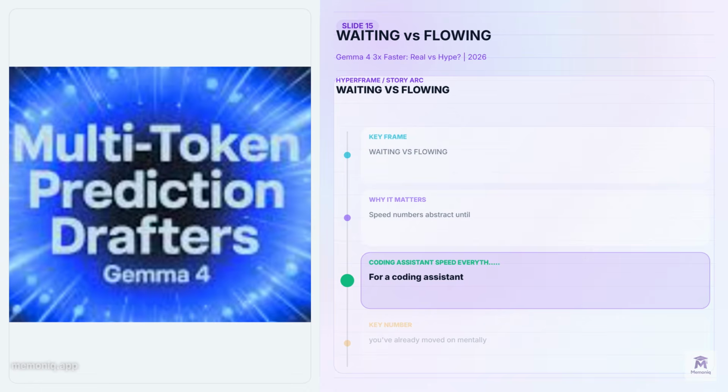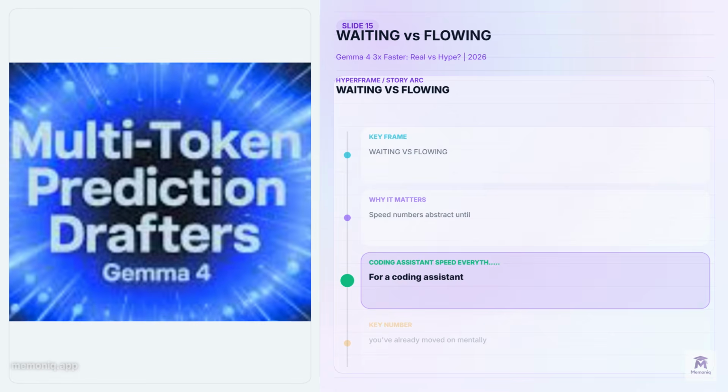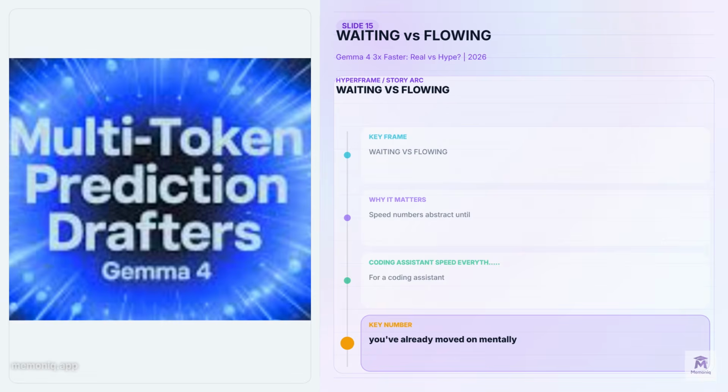If the suggestion takes 2 seconds to appear, you've already moved on mentally. The flow is broken. At 12 tokens per second, a multi-line completion might take 2 to 3 seconds. At 24 tokens per second, it's under a second. That's the difference between an assistant you use and one you ignore. For a chatbot, the bar is lower if you're having a conversation.